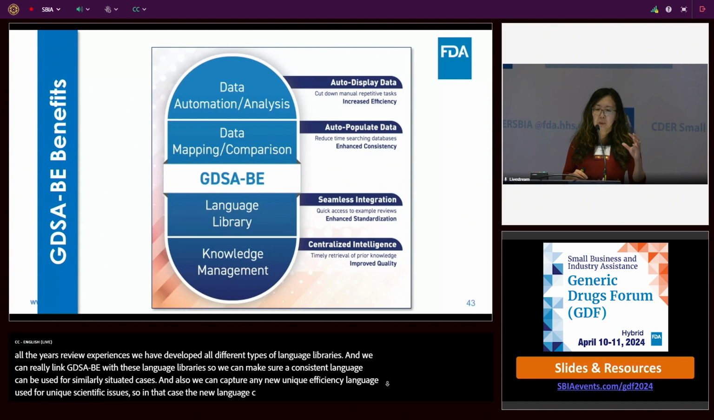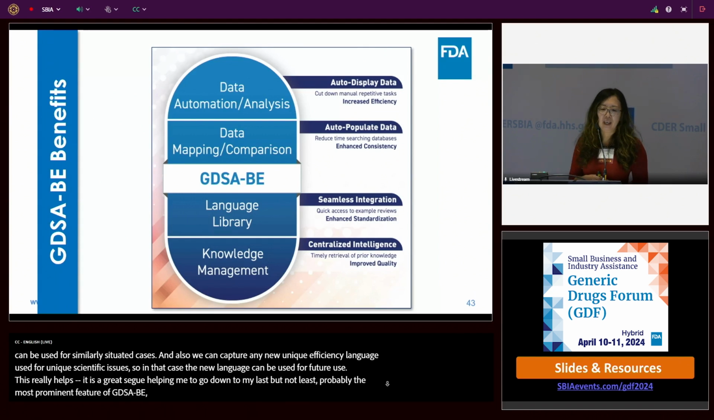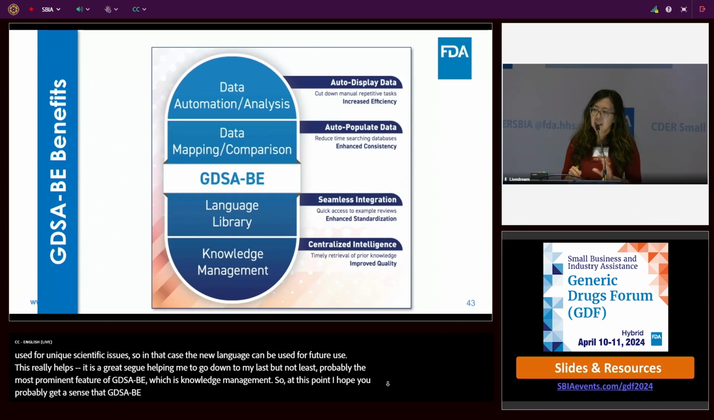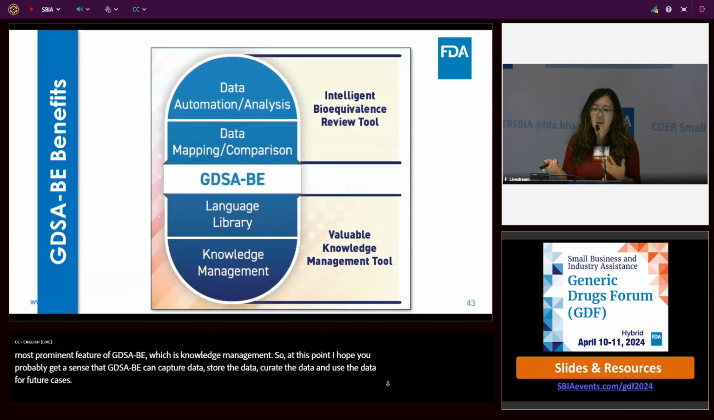This is a great segue to my last, but not the least, probably the most prominent feature of GDSA-BE, which is knowledge management. At this point, I hope you get a sense that GDSA-BE can capture data, store the data, curate the data, and use that data for future cases. So this is really a great knowledge management tool, and also an intelligent bioequivalence review tool.